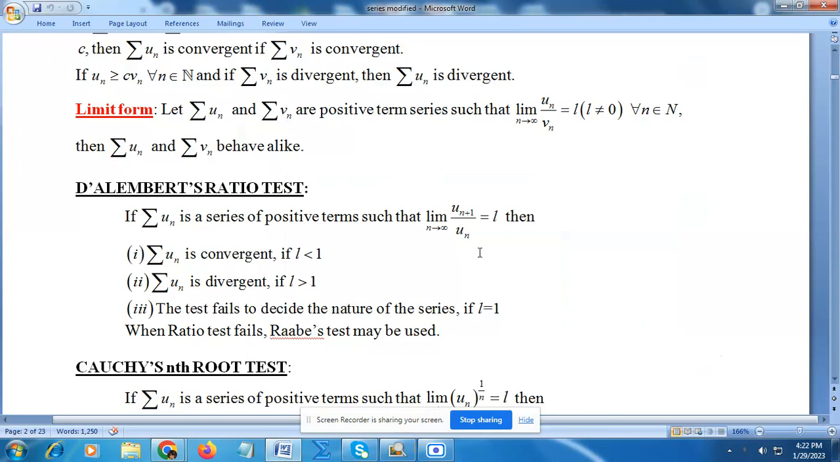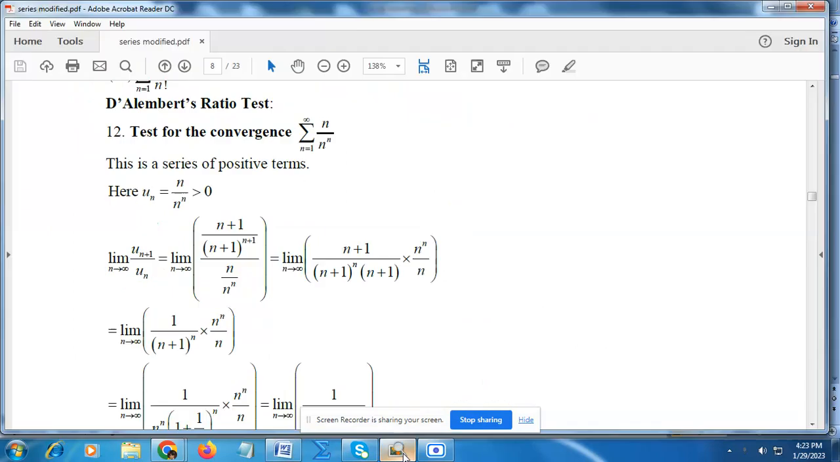Good morning. Today we'll discuss D'Alembert's ratio test. If sigma un is a series of positive terms such that limit un plus 1 by un as n tends to infinity is L, it is convergent if L is less than 1 and divergent if L is greater than 1, and the test fails when L is equal to 1. Okay. Now we'll discuss problems.